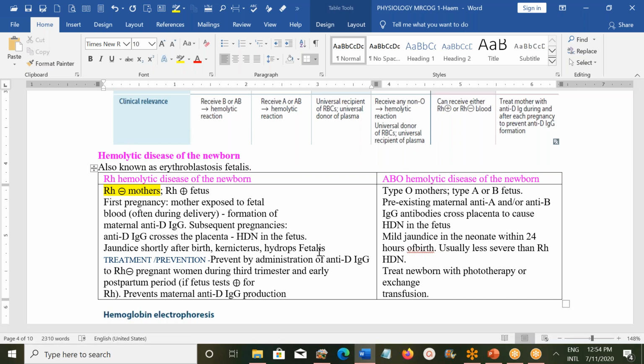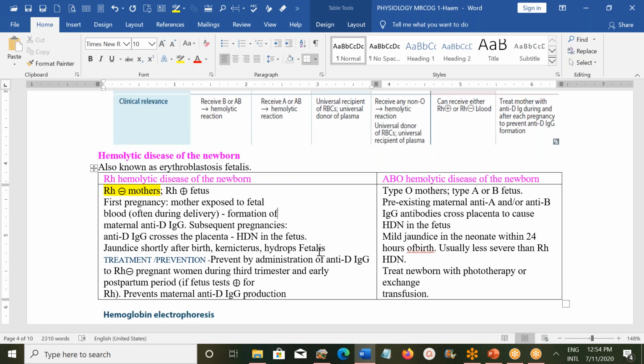So what is the treatment? You know that we have to give the anti-D. We have to give anti-D immunoglobulin to the woman during pregnancy. You can give at 28 weeks and 30 weeks, or at 28 weeks and 34 weeks. Or even if they give you the option of giving a single large dose of 1500 international units, even that is correct. Okay, don't feel that that is wrong.